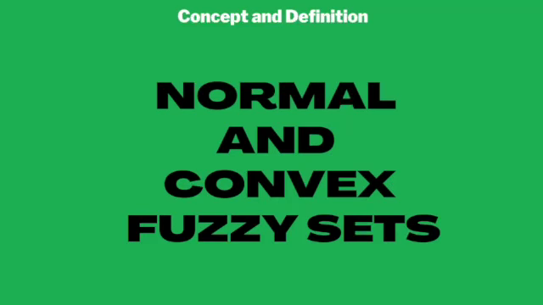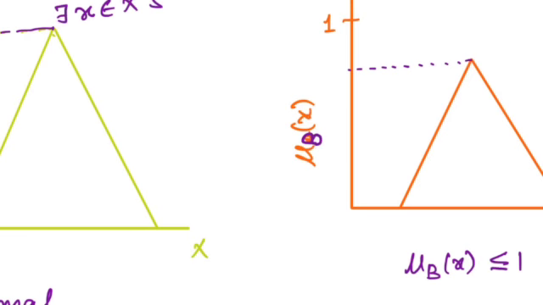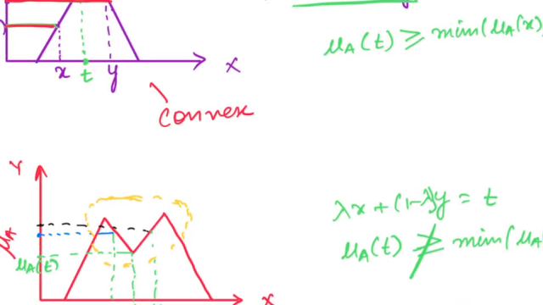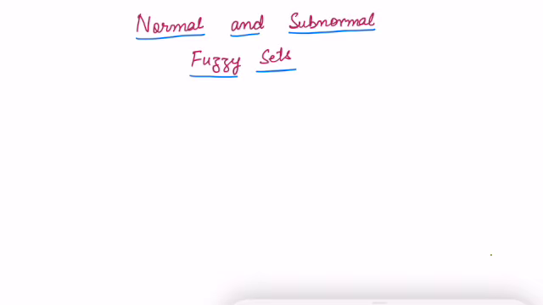Hi everyone, this time we are going to study normal and convex fuzzy set. Apart from defining these two types of set, we'll discuss a few examples of both normal and convex fuzzy sets. So this time we start with normal fuzzy set.